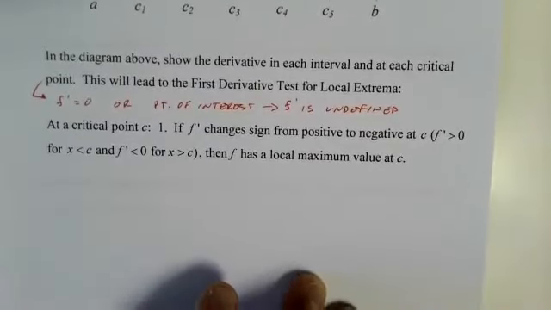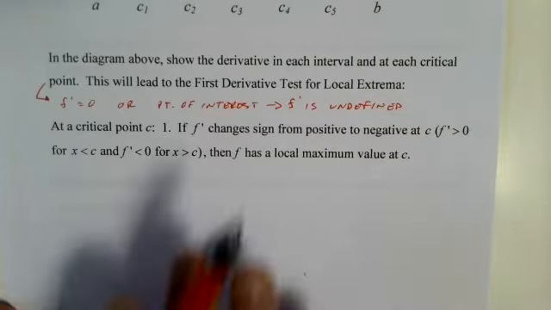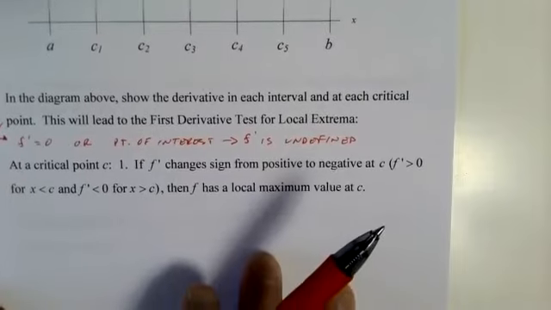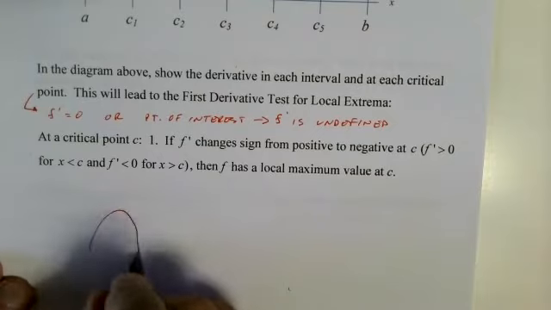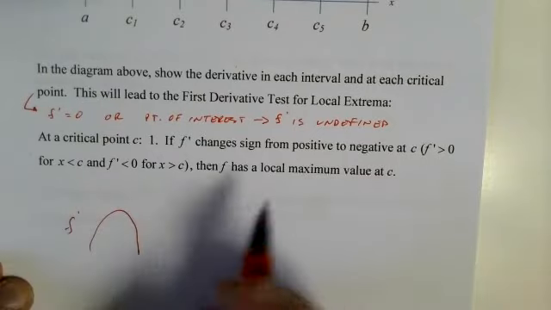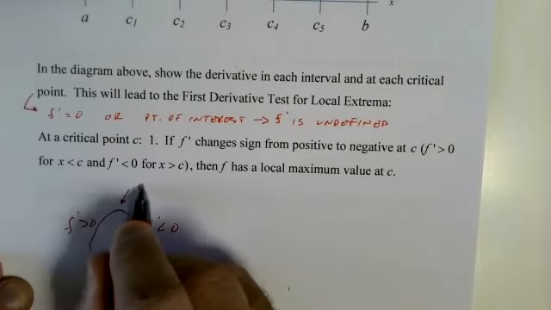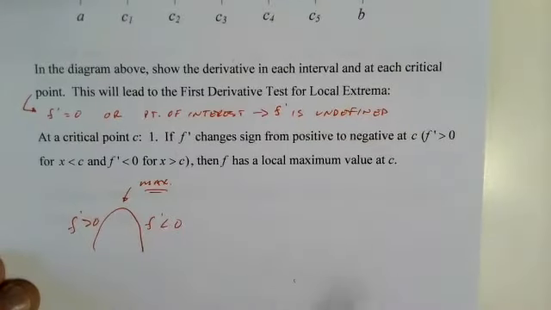So here's tons and tons and tons of definitions. At a critical point, if the derivative changes sign from positive to negative, it's a local max. So that's this here. It was positive, and now it's negative. It's a max. We also have a min, but that's coming up in the very near future. So here we go. F prime over here, positive, greater than 0. F prime over here. So this would be a max. Local, relative, we don't know. We don't get into that.